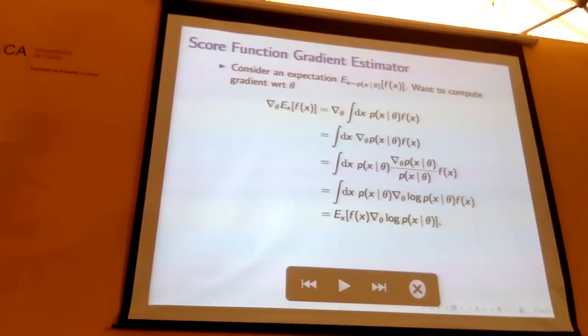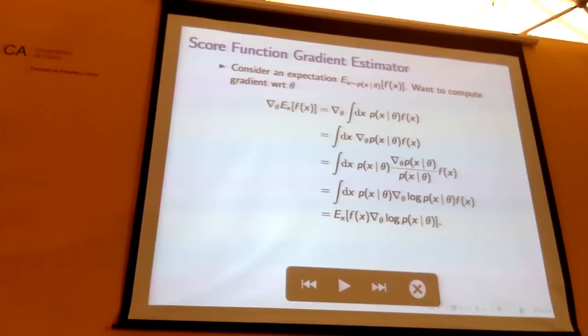Okay, so the core idea we're going to use to derive policy gradient methods is the so-called score function gradient estimator. This is actually really generic, and we don't have to be in the reinforcement learning setting to use it. It applies to any kind of parameterized probability distribution. So the setup is we've got some expectation of f of x, where x is sampled from some probability distribution p that depends on a parameter theta. And we're trying to compute the gradient of this expectation with respect to theta.